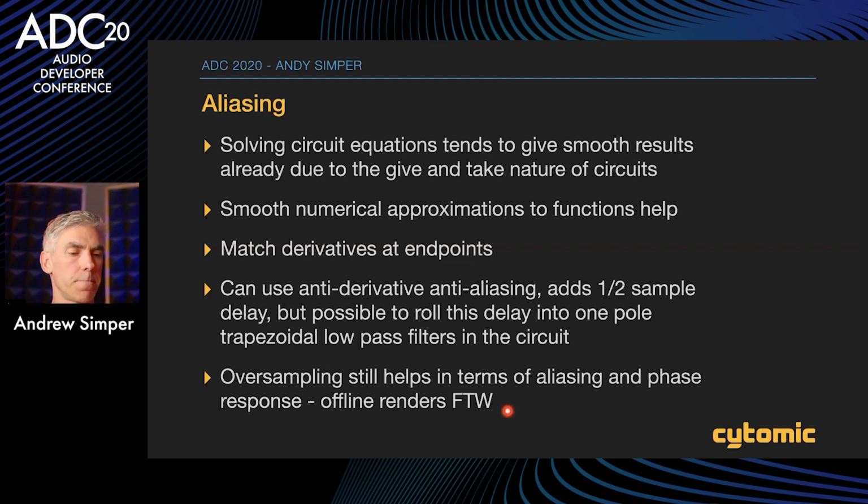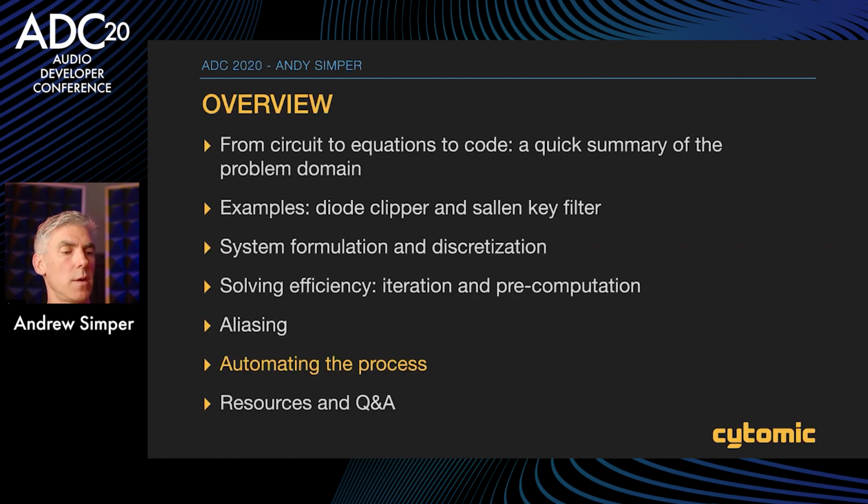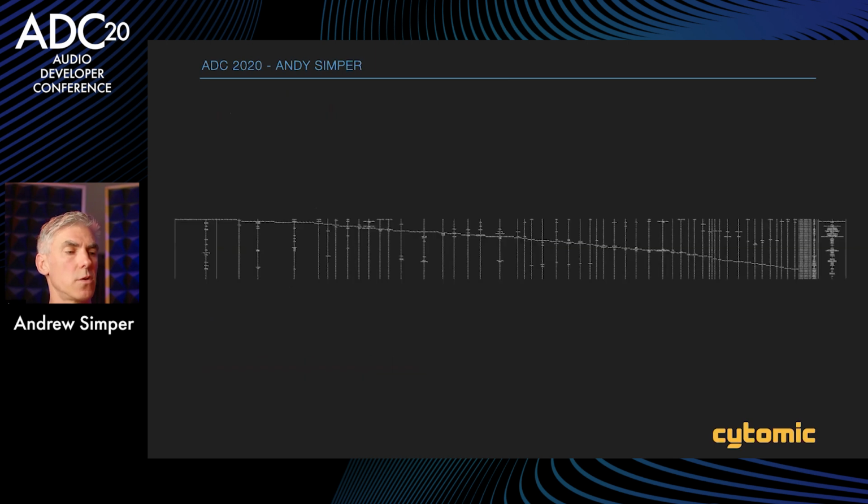Oversampling helps as well, because you get better phase response as well as aliasing. And even better, if you can, offline rendering, so you can get even more anti-aliasing. So it's important. Anna had a talk earlier on iteration, and I think it's important to try and have quick results when you're doing this stuff.